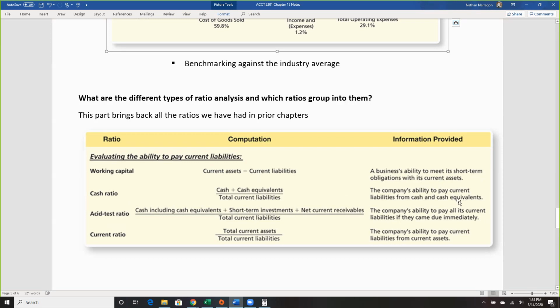Now, some of these are going to be brand new, because we did skip a chapter or so, especially the cash chapter. So, again, this is why I like this graphic, because it also provides all the information for each ratio, like the acid test ratio, which is our ability to pay all its current liabilities if they came due immediately. That's always a good one to know. And of course, the classic current ratio.